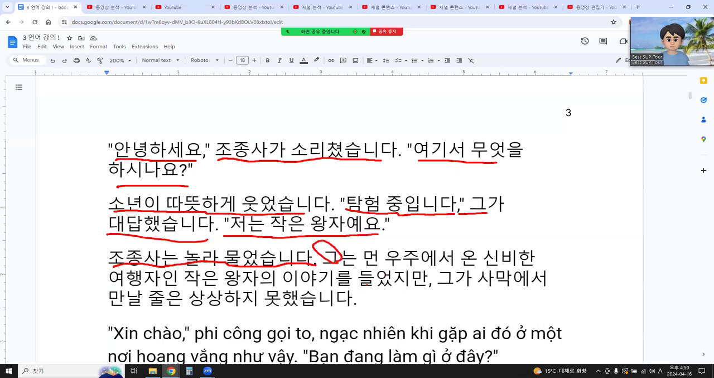He had heard about the little prince, a mystic traveler from a distant asteroid. He didn't imagine he would encounter him in the desert. It was help.